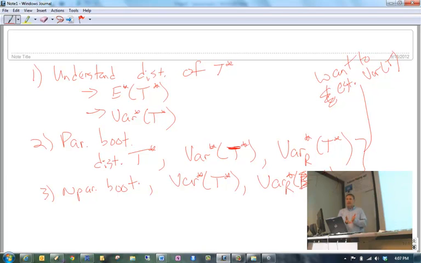So don't just necessarily rely on boot.ci. Now, obviously, boot.ci makes things easier. You should know how to use it, but make sure you can actually get the corresponding interval without boot.ci.